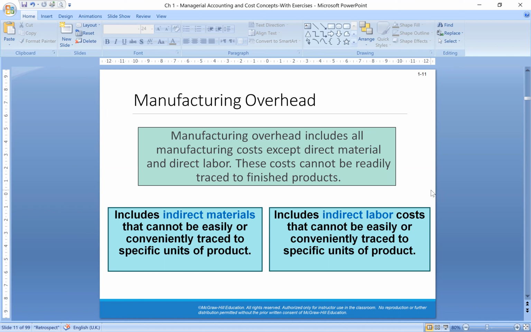If you remember, we say the glue is an indirect material for the table. Nails, maybe, will be an indirect material for a table because it is not easily or conveniently traced to one table. The indirect labor costs that cannot be easily traced to a specific unit of product. And also remember that the wages paid to a supervisor, the supervisor is an indirect labor for one table because it is not easily traced to one table.